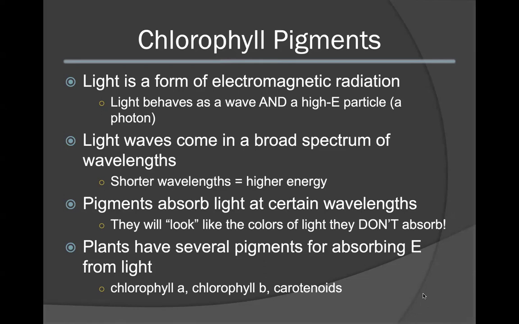Similarly, you can have carotenoids, which we'll see in the next slide. Carotenoids have an orange color, which means they absorb other wavelengths and reflect the orange color for you to be detected by your eyes. Plants have several different pigments, so that way they can absorb the maximum amount of energy from the light coming in. Common pigments are chlorophyll A, chlorophyll B, and carotenoids.